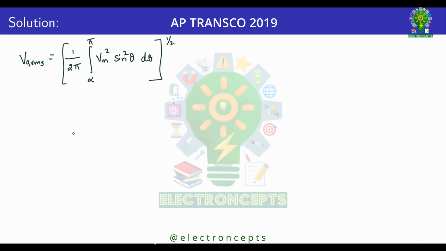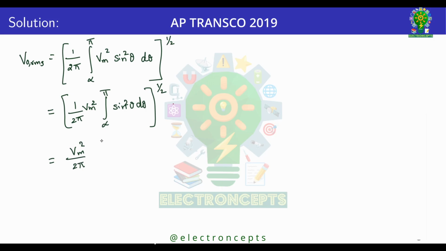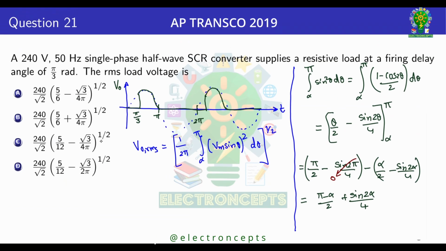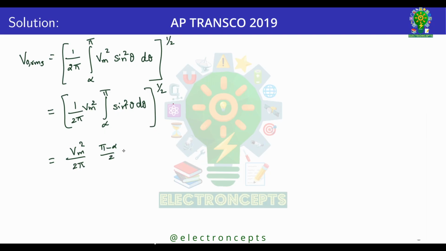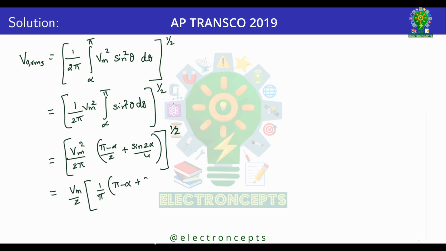Now let us calculate the V0 RMS value, which is equal to 1 by 2 pi, taking Vm square outside, Vm square integral alpha to pi sin square theta d theta whole power 1 by 2, which is equal to Vm square by 2 pi, and the value of integral alpha to pi sin square theta d theta is pi minus alpha by 2 plus sin 2 alpha by 4, whole power 1 by 2, which can be simplified as Vm by 2 into 1 by pi into pi minus alpha plus sin 2 alpha by 2 whole power 1 by 2.